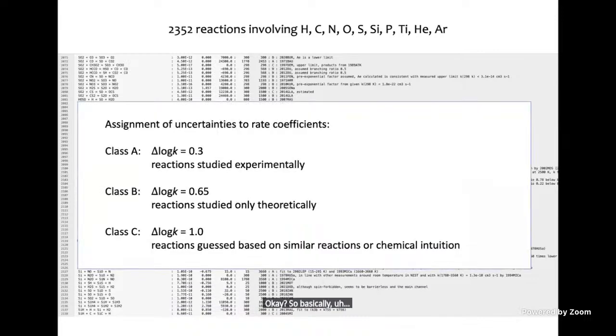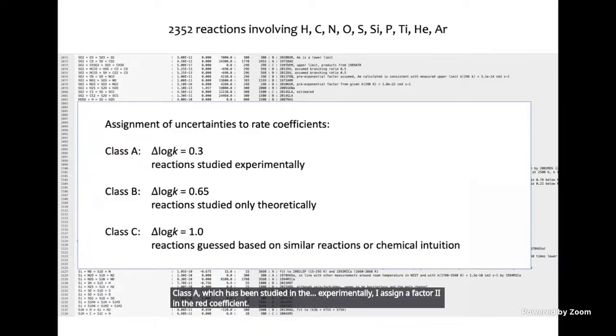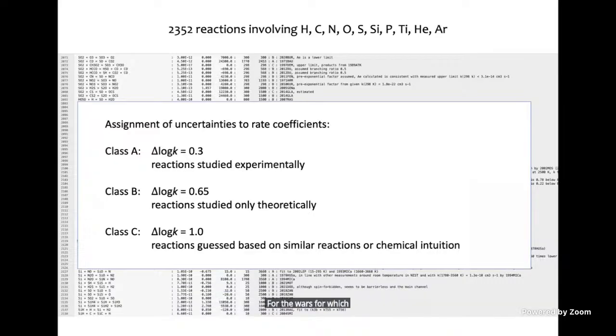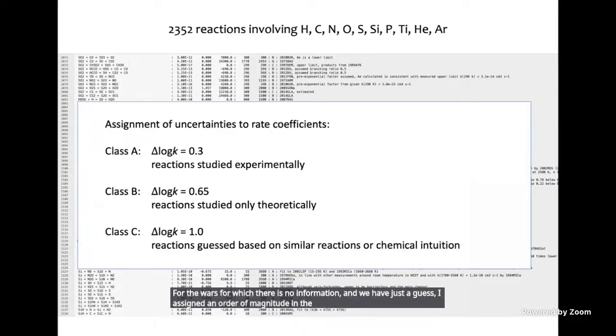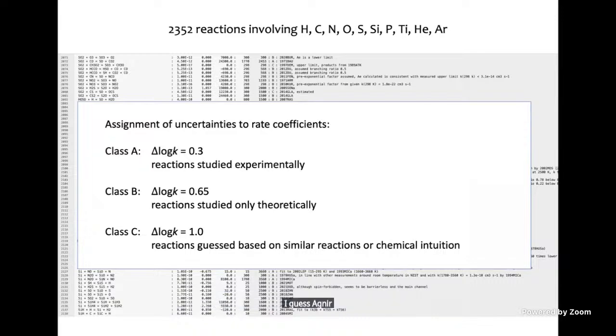Okay. So basically, there were three categories: the very well-known reactions, class A, which had been studied experimentally, for which I assigned a factor 2 in the rate coefficient. For the worst, for which there is no information and we have just a guess, I assigned an order of magnitude of uncertainty in the rate coefficient, and in between, for those reactions for which we have some information from theory, I assigned an uncertainty in between.